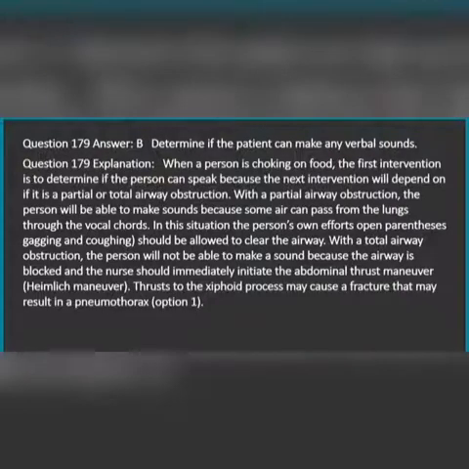In this situation, the person's own efforts (gagging and coughing) should be allowed to clear the airway. With a total airway obstruction, the person will not be able to make a sound because the airway is blocked, and the nurse should immediately initiate the abdominal thrust maneuver, the Heimlich maneuver. Thrusts to the xiphoid process may cause a fracture that may result in a pneumothorax.